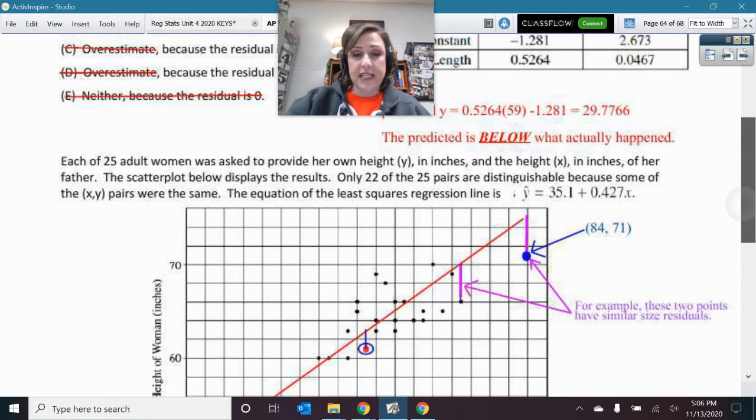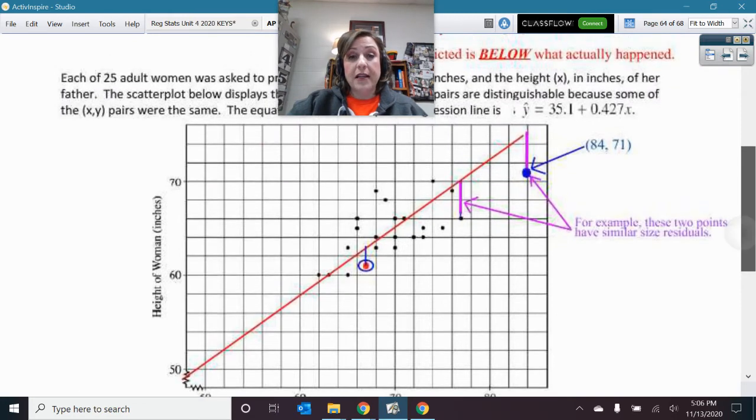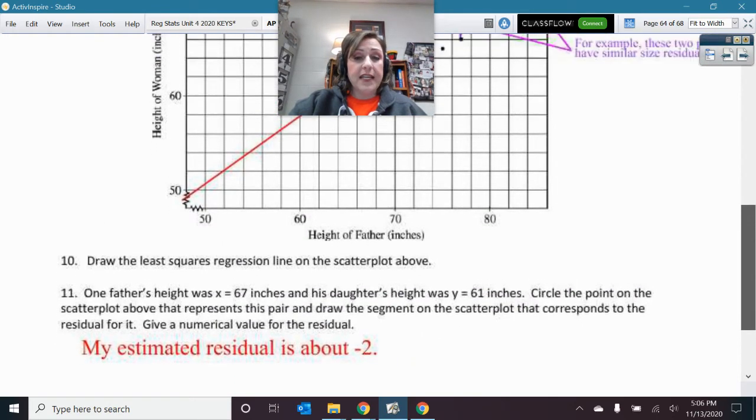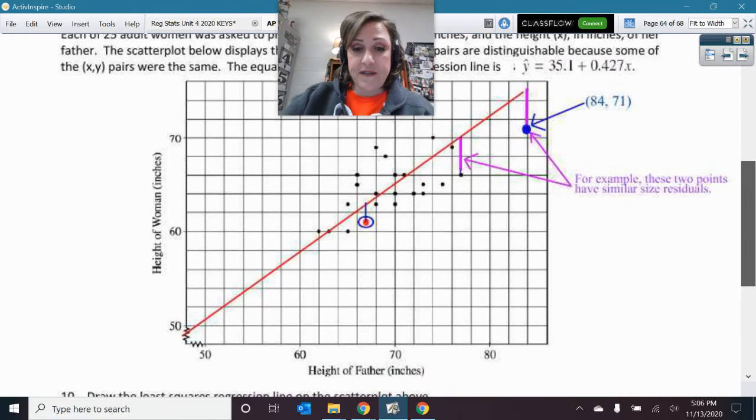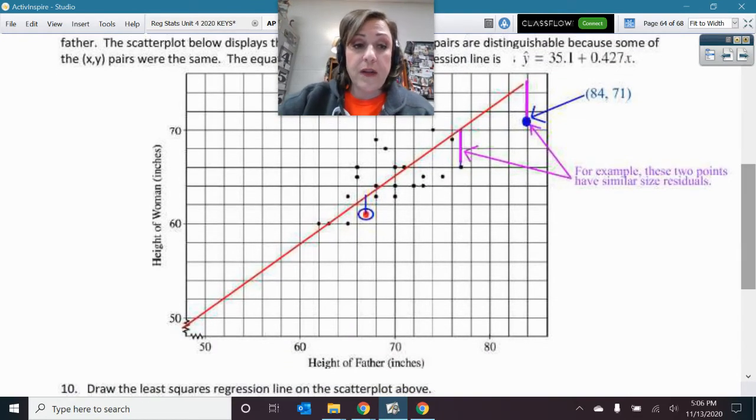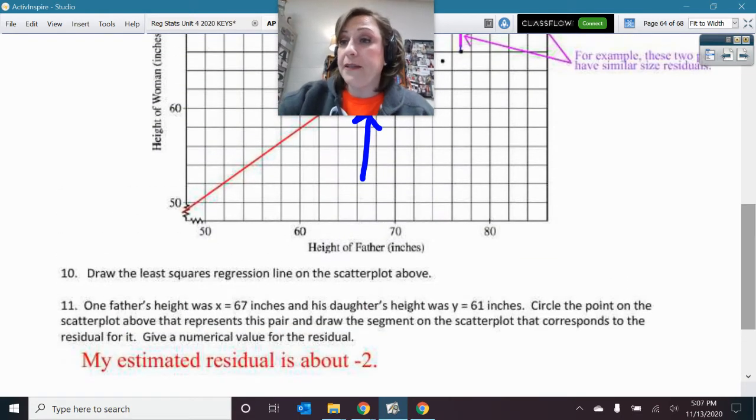All right, so here's some interesting things on this one. Here we were first asked to draw that least squares regression line. So make it pretty much so it's going through the data as best you can. And then it said, oh, what if you have a 67-inch tall father and a 61-inch tall woman? That's this right here. So that's that point. And the question is, estimate your residual, which yours may be a little different than mine, but mine was around -2. Kind of just depends on exactly where you got your line.